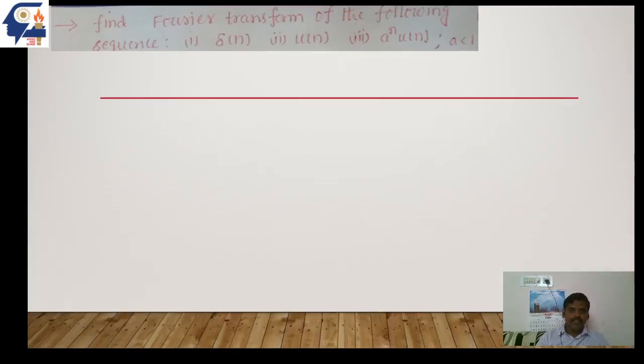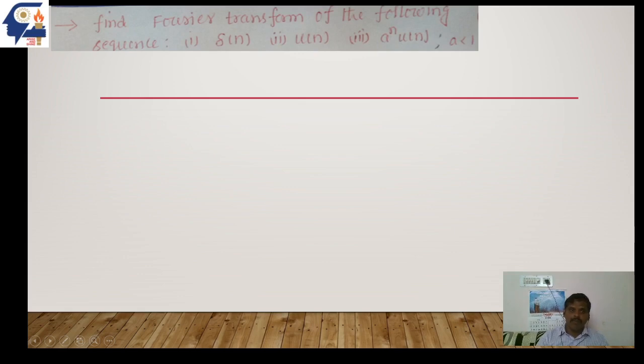Now we will see some problems on DTFT. Find the Fourier transform of the given three signals. First one is del of n, this is the impulse sequence; u of n, step sequence; a power n into u of n, where the condition is important. If a is less than 1. In the problem itself they given a value is less than 1.